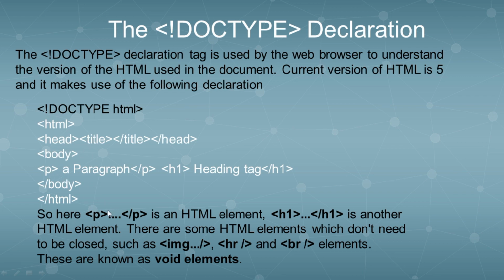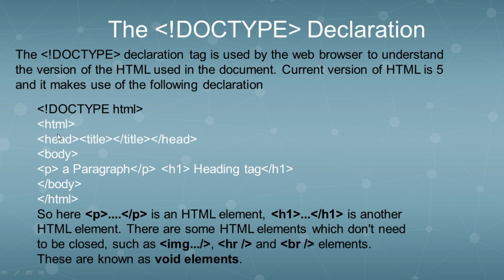So here you can see the p tag, h1 tag, and img tag. We will discuss them. Here the p tag, the paragraph tag, open and close is an HTML element. h1 open and h1 close is also another HTML element. There are some elements of HTML which do not need to be closed.